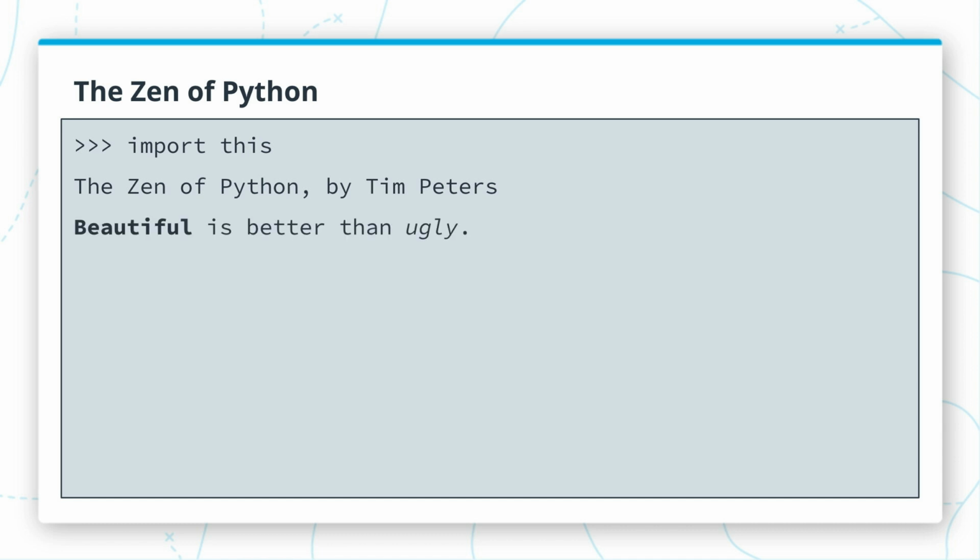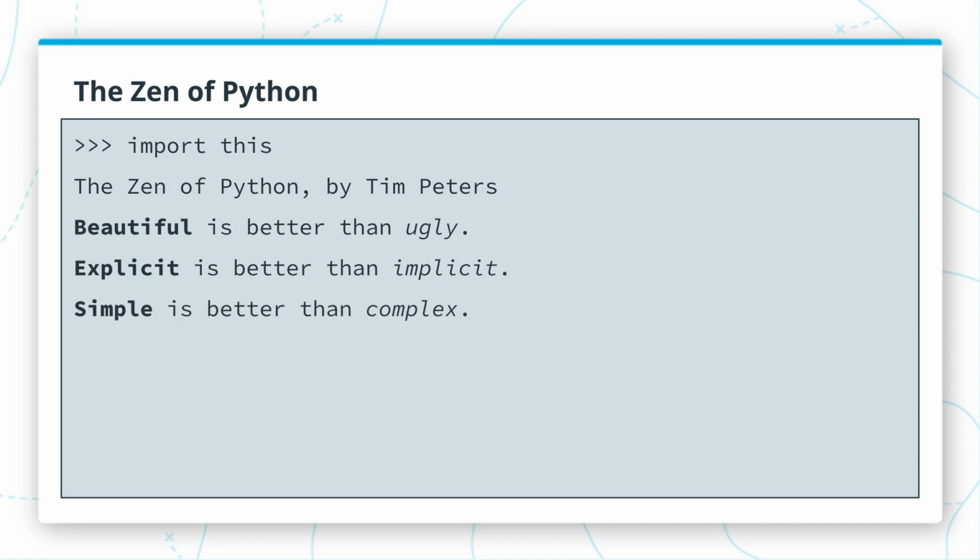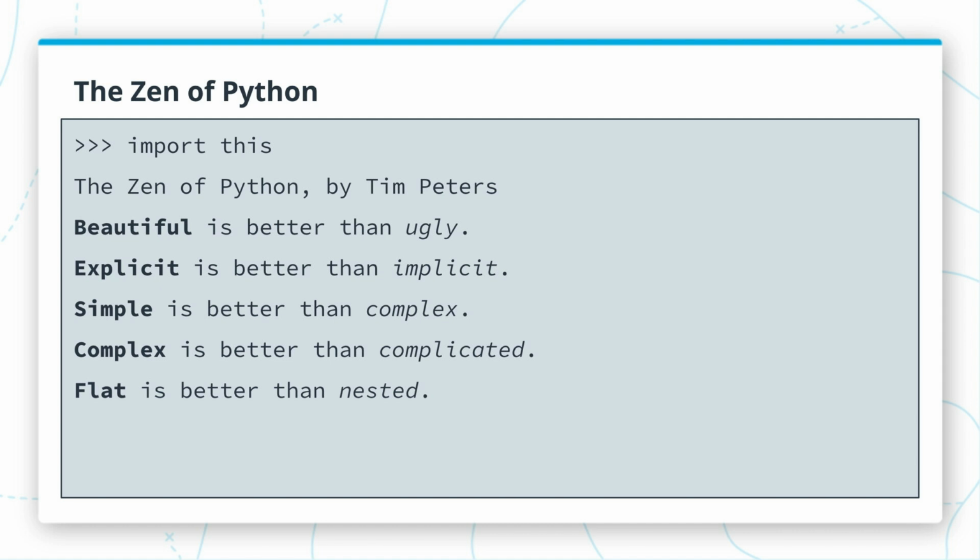It starts, "Beautiful is better than ugly. Explicit is better than implicit. Simple is better than complex, but complex is better than complicated. Flat is better than nested. Sparse is better than dense, and readability counts."